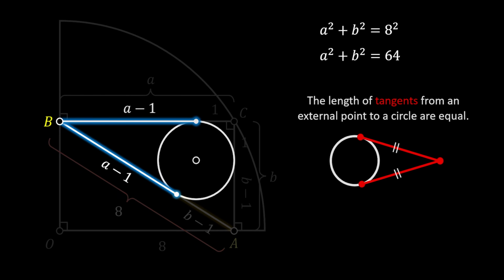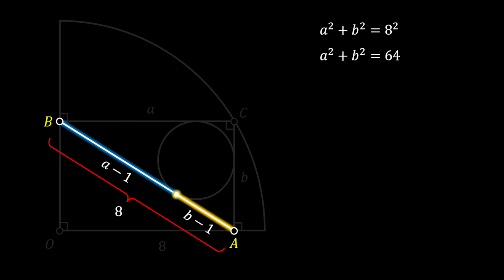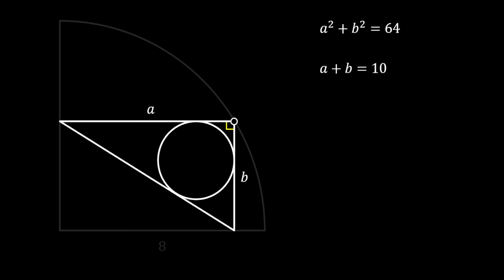Now let's go back and focus our attention on the line AB. This line has the length of 8. But it also has two segments with the lengths of a minus 1 and b minus 1. So we can say that a minus 1 plus b minus 1 must be equal to 8. Now we're going to work through this and finally get that a plus b must be equal to 10, and this is our second equation.